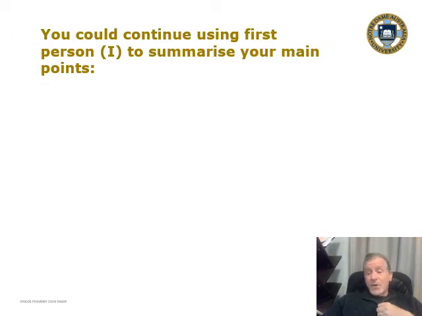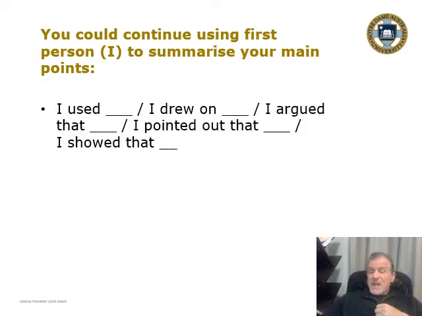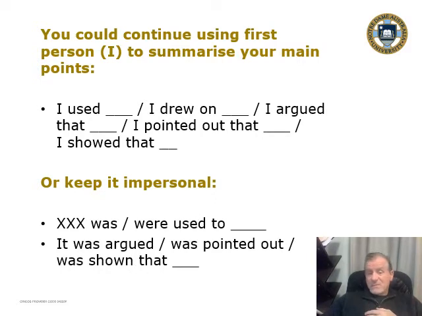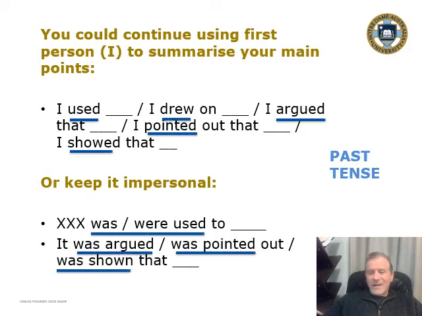And as I mentioned before, if you're continuing to write in the first person, you could be saying, I used, I drew on, I argued that, I pointed out that, I showed that. Or in the impersonal voice, the same thing can be done with the same verbs. Whatever that was used or were used to support. It was argued, it was pointed out, it was shown that. Notice, by the way, we've now switched to the past tense when we're giving the detail of what we did in the essay.